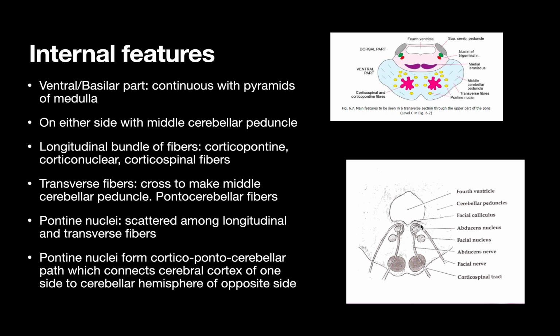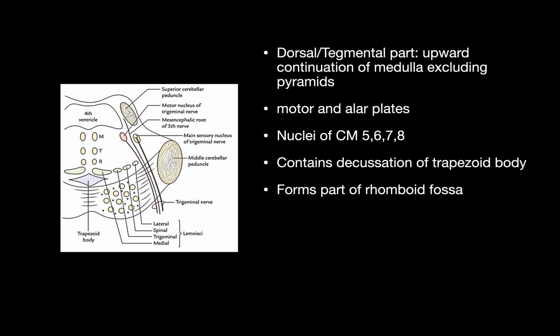Here is a little bit more detail with the tracts. Here's going to be cranial nerve number 7. The nucleus is going to be here, and it's going to loop around. Here's cranial nerve number 6, the abducens. It's going to come out here. And the corticospinal tract is going to pass right through it.